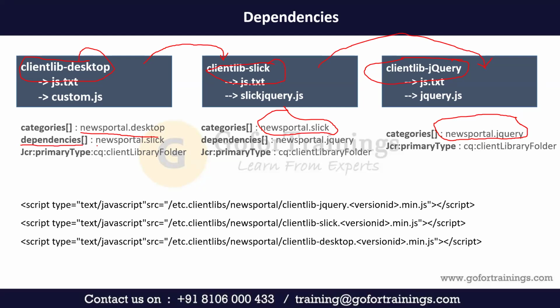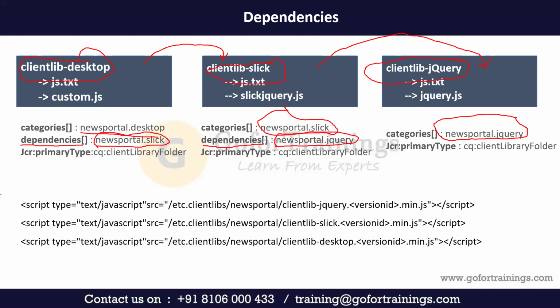In the dependencies property, I have given the category value of Slick because desktop is depending on Slick. And Slick is depending on jQuery. Check the dependencies property of client lib-slick. The value is the jQuery category value. So this is multi-level dependencies. Desktop is depending on Slick and Slick is depending on jQuery.